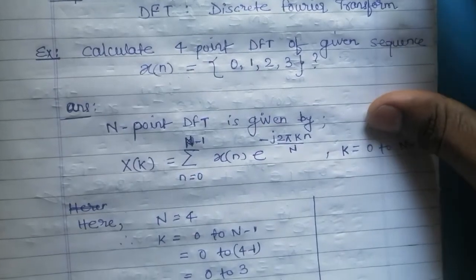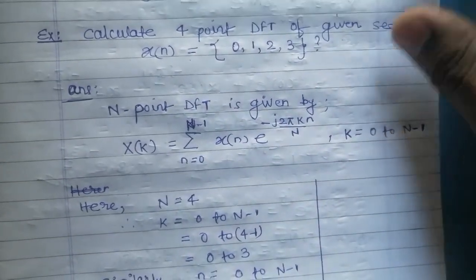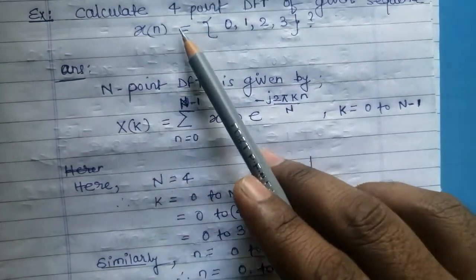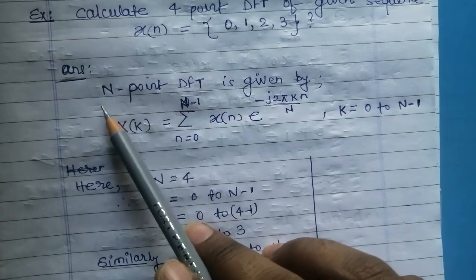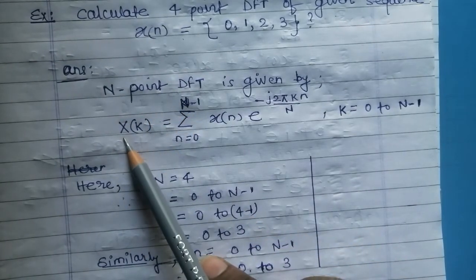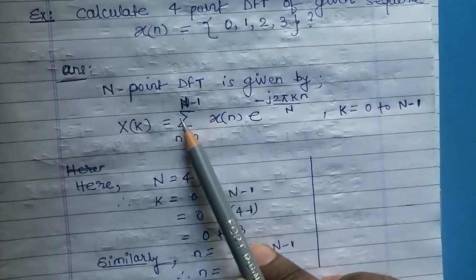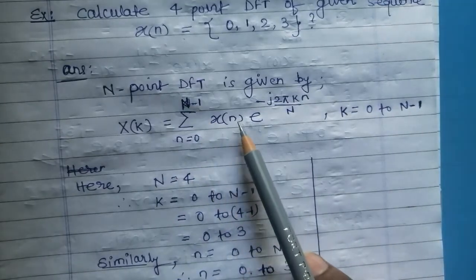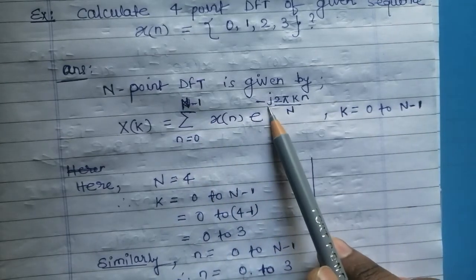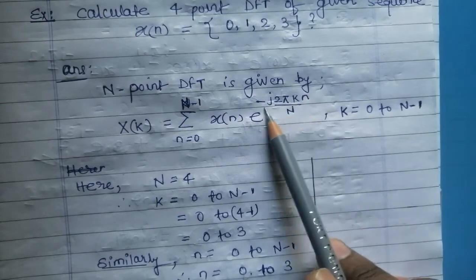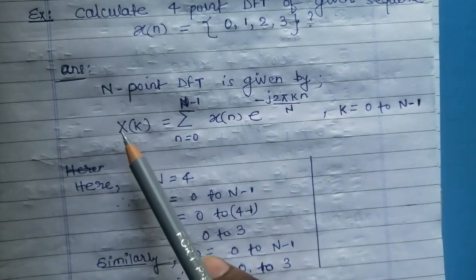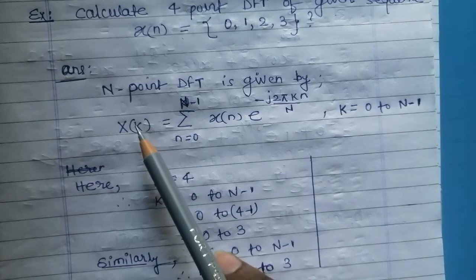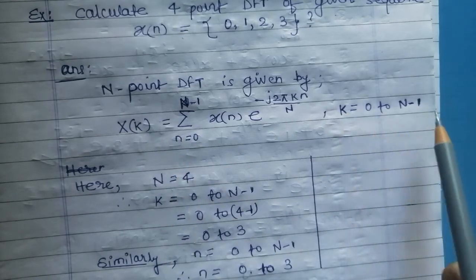But if you have to solve this numerical, you will use the direct formula, which is the n-point DFT. So for a given sequence, how to calculate the n-point DFT? It is given by capital X of k equals summation of small n equals 0 to N minus 1, x of n multiplied with e raised to power minus j 2 pi k n divided by N. In this formula, two variables are very important, that is k and n. Both k and n range from 0 to N minus 1.